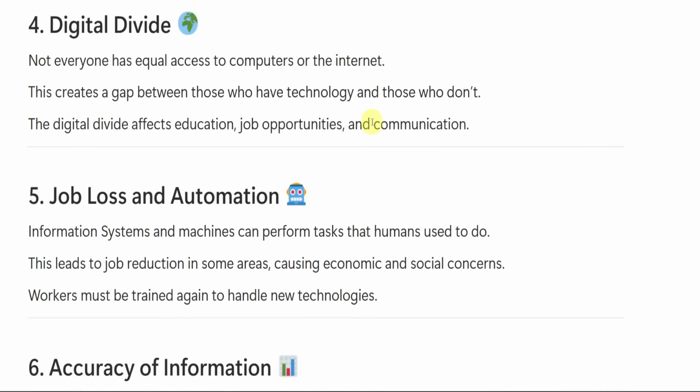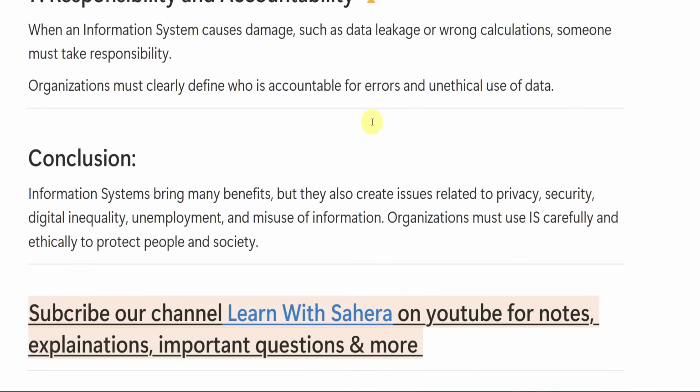So, okay, so these are the different issues which we have seen, ma. To conclude, we can say that information systems are very useful, but they also bring big problems, like privacy risks, security attacks, digital divide, job loss, wrong information, misuse of digital content. So organizations must use information systems carefully, safely, and ethically, so that they protect the people and the society.